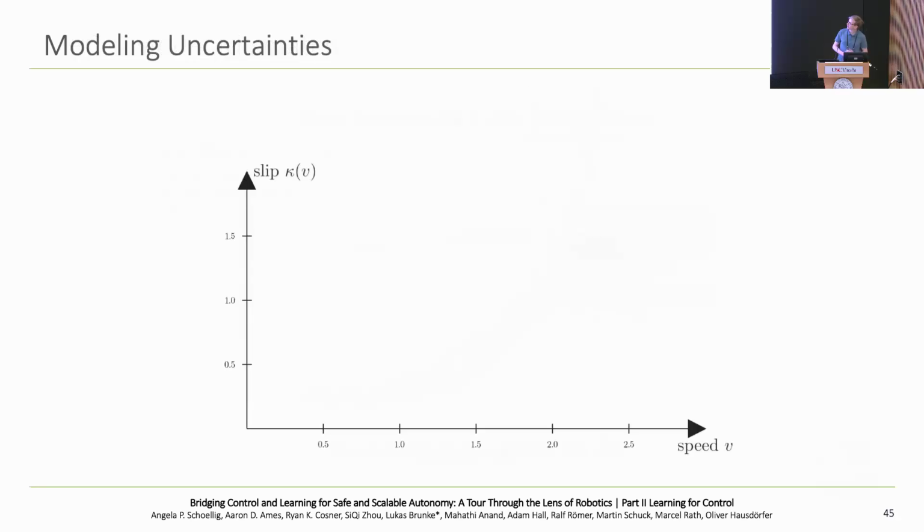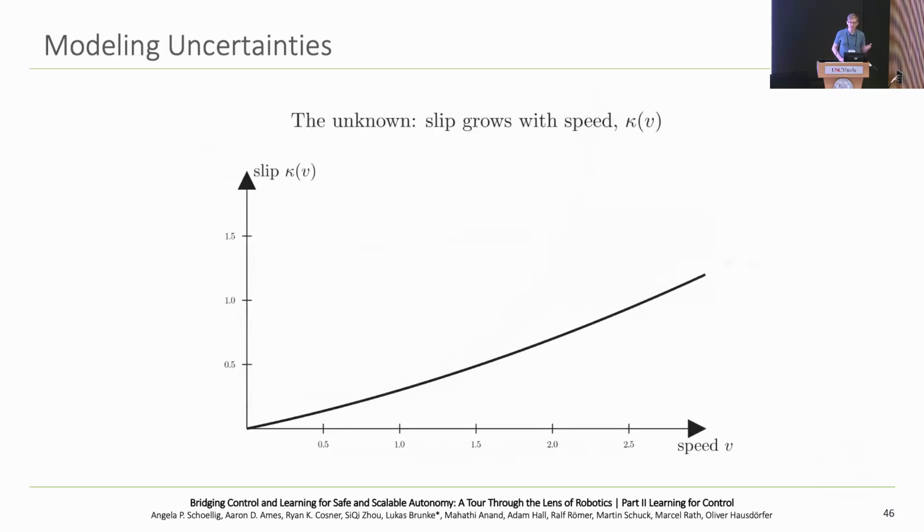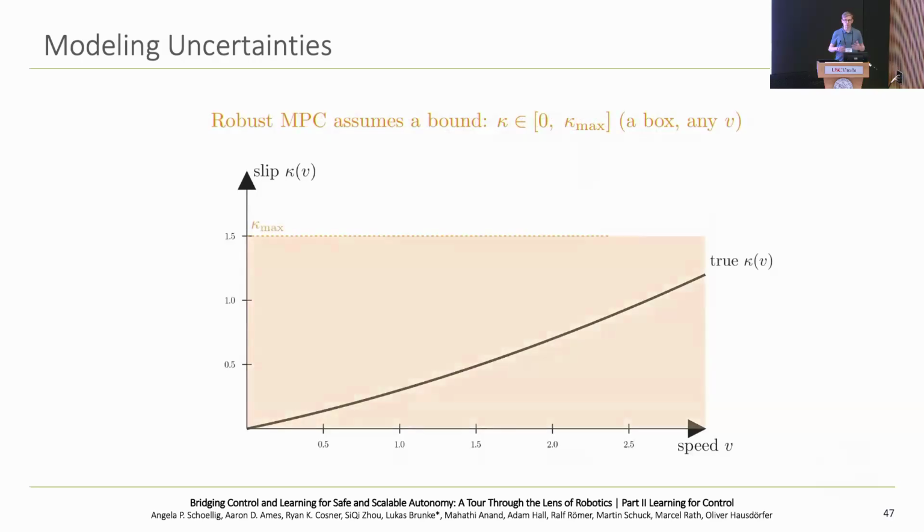So this brings me to the part on modeling uncertainties. Here we have this ground truth slip model that is unknown to the nominal MPC. One way to account for this is by using a robust version. We just take a worst case slip that we assume applies at every state.